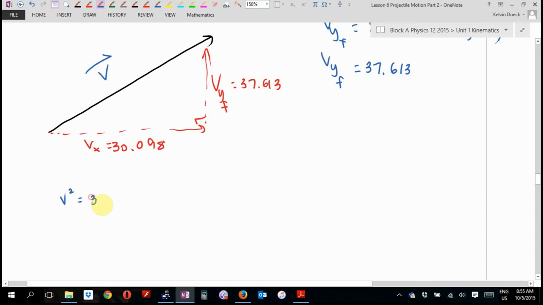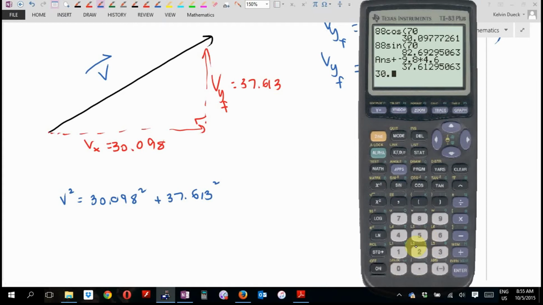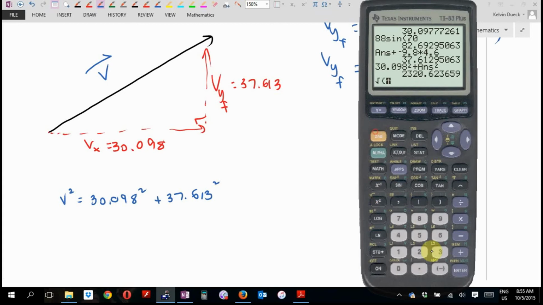V squared is going to be 30.098. And again, if you're comfortable doing Pythagoras all on your calculator, showing no work, in your homework, go ahead. On a test or a quiz, I'd still show my work. 30.098 squared plus, answer squared. Square root of that. And I get a magnitude of 48 oh, this is my final answer. Now I'll go to 2 sig or 3 sig figs. I'll call it 48.3. Sorry, 48.2. Round off properly, Mr. Dueck.